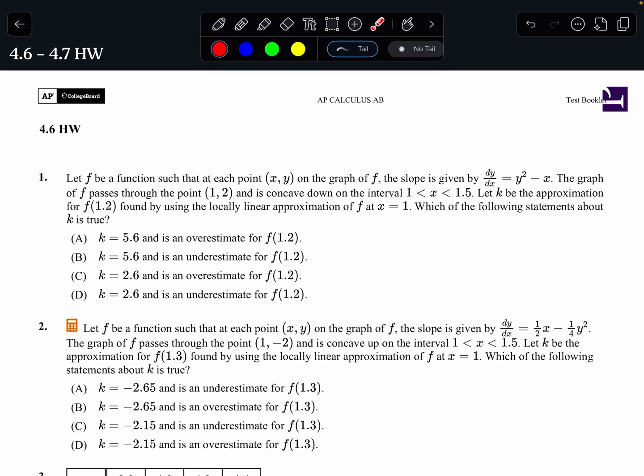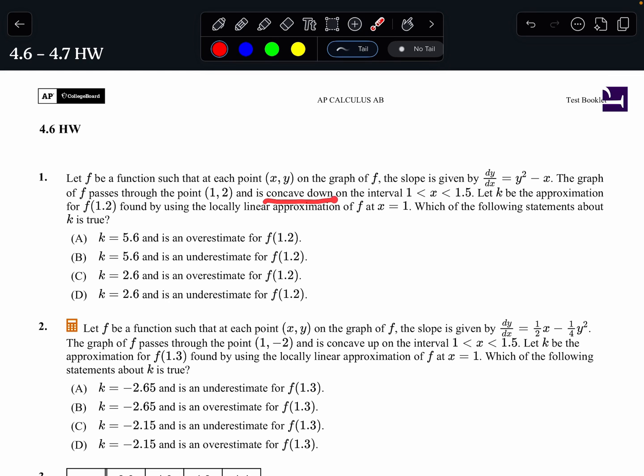So let f be a function such that at each point (x, y) on the graph of f, the slope is given here. This is called a differential equation, but we're probably not even going to use it for this problem anyways. The graph of f passes through the point (1, 2). So we know the point and we know the slope, so we could put this point into this differential equation, get the slope, and make a tangent line. I don't think we have to do that for this problem, but that's what we would do.